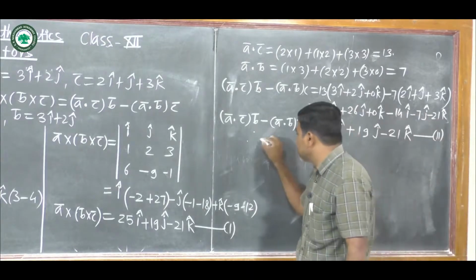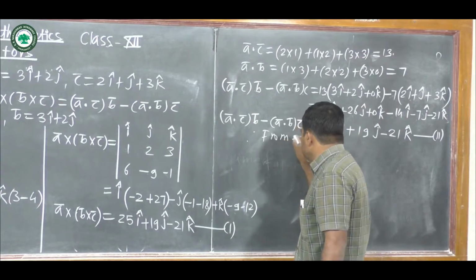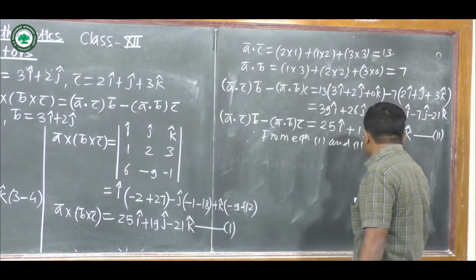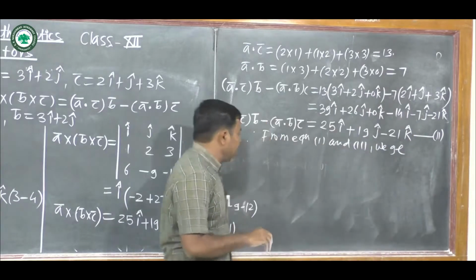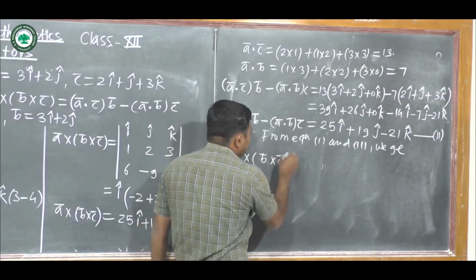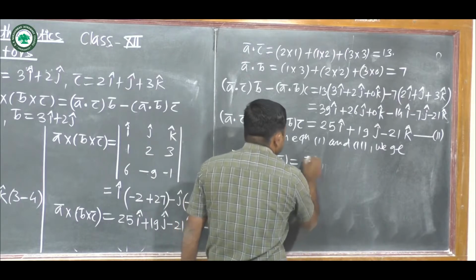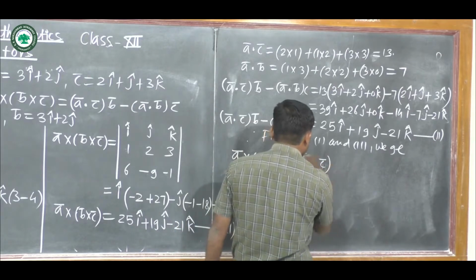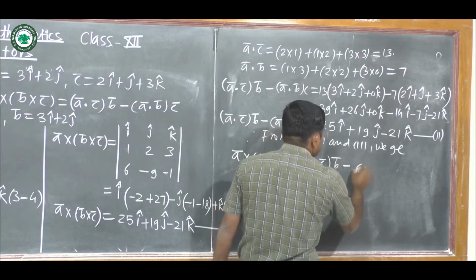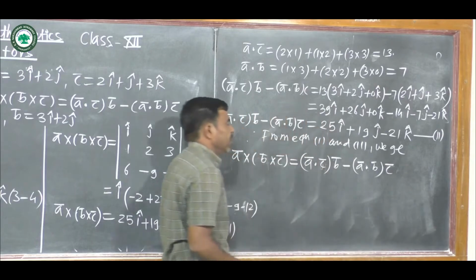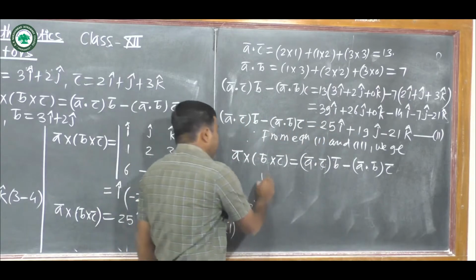So from equations 1 and 2 we get a bar cross b bar cross c bar is equal to a bar dot c bar into vector b minus a bar dot b bar into vector c. So verified.